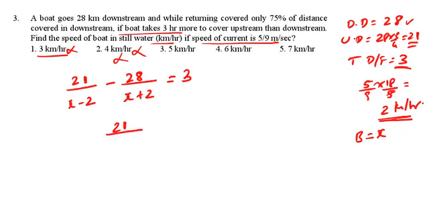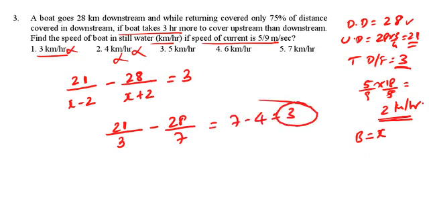If I take 5, x is equal to 5. 5 minus 2, 3. So 21 by 3 minus 28 by 7. If you take this, we will get 7 minus 4, 3 is the correct. So which is the correct answer? 5 kilometer per hour is the correct answer. So here we are going the solution by the option method. If you go by option method, it will be very easy.